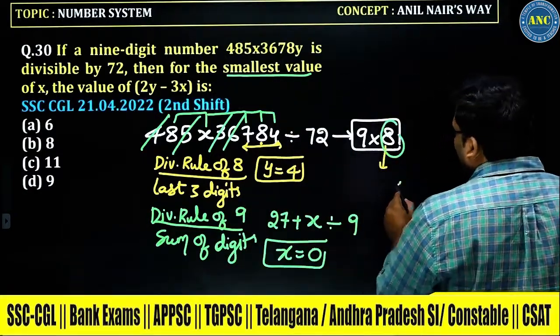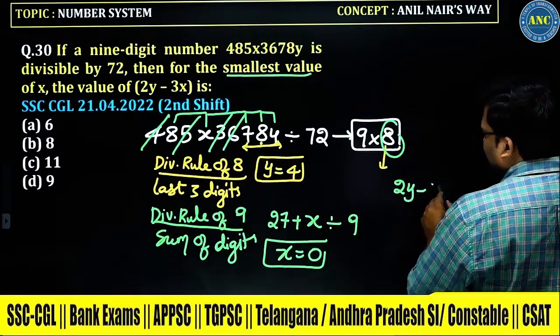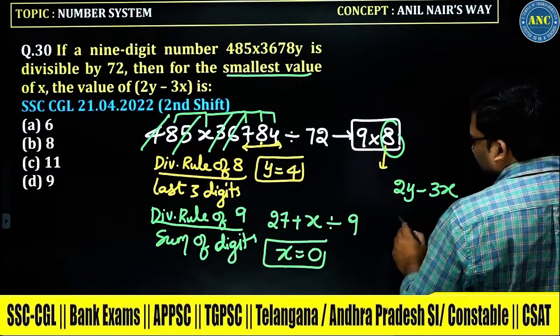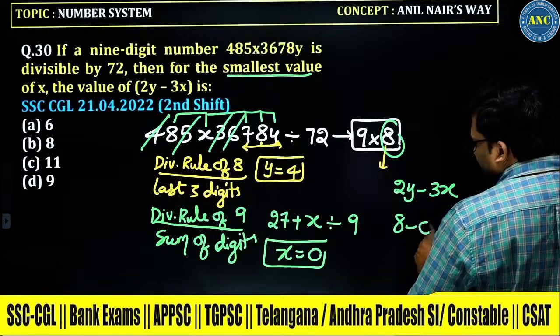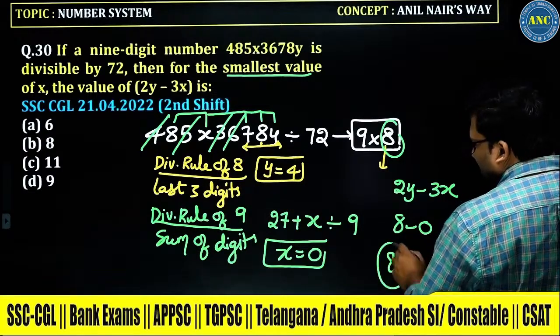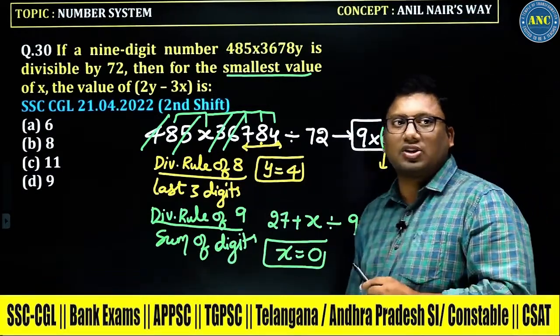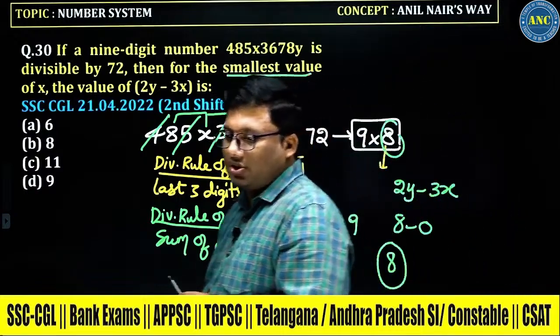What is the question? The question is 2y minus 3x. 2 4s are 8 minus 0. 8 minus 0 is 8. The answer for this question is 8.